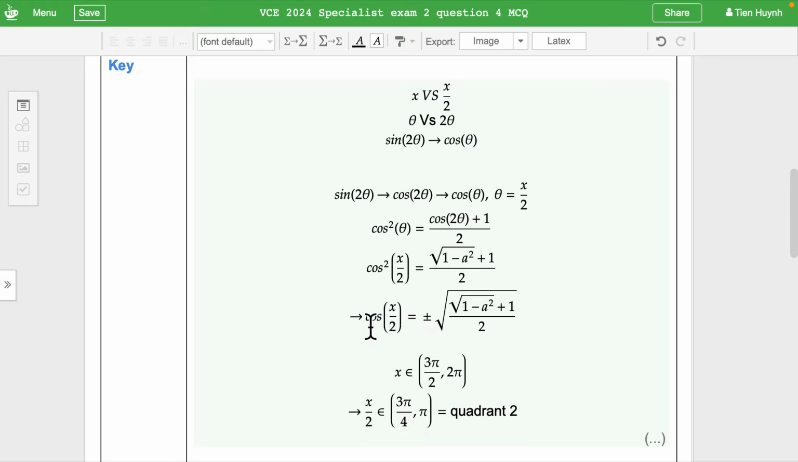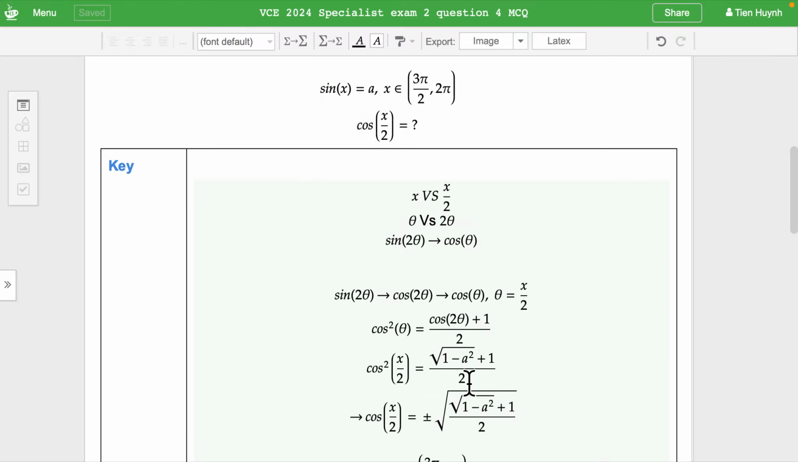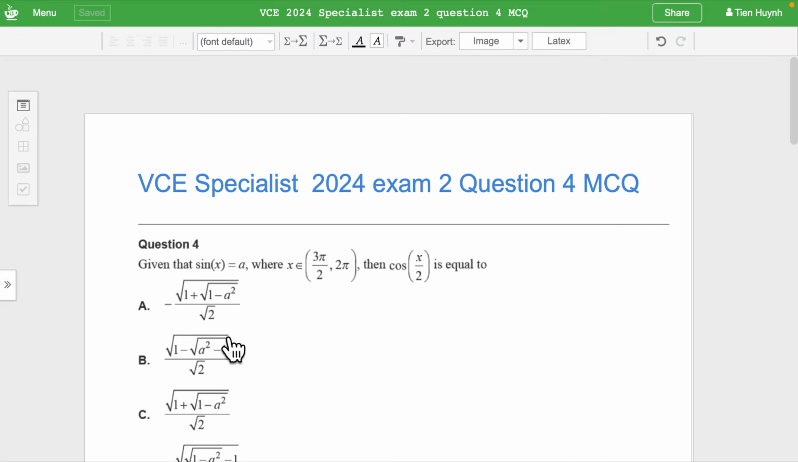Therefore, cosine of x divided by 2 will be minus this square root here. And because of that, the correct answer would be A.